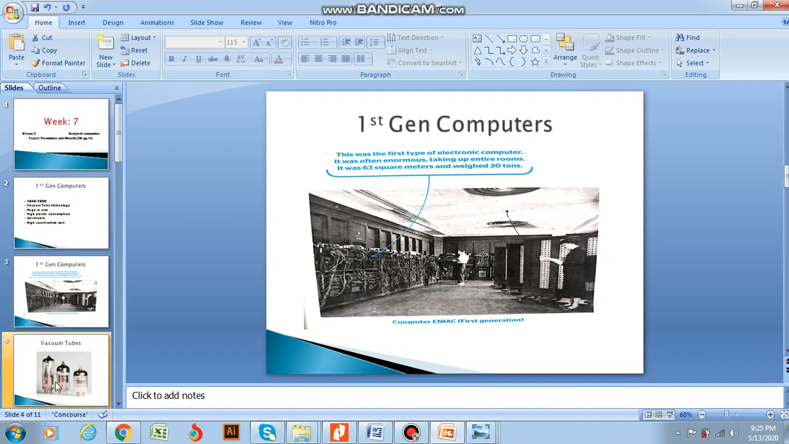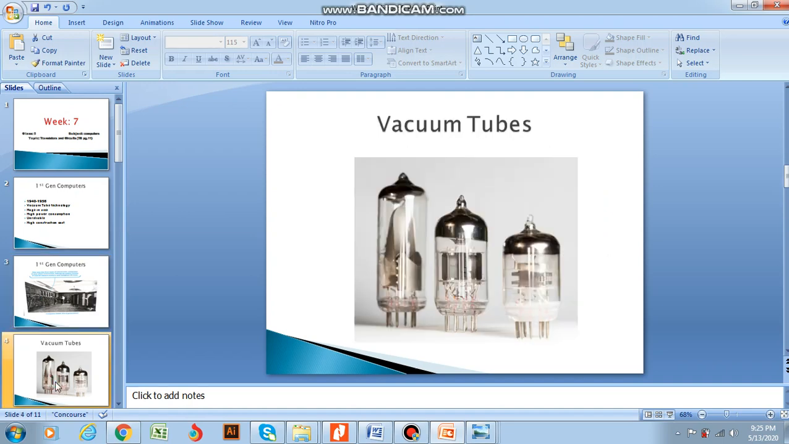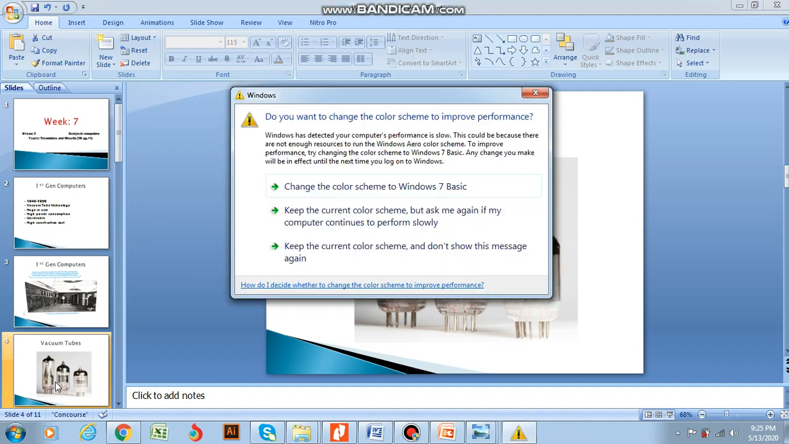Okay, and what are actually the vacuum tubes? These are the vacuum tubes. As you can see that these vacuum tubes look like a little lamp. It operated as a switch that opened and closed continuously to process the information.